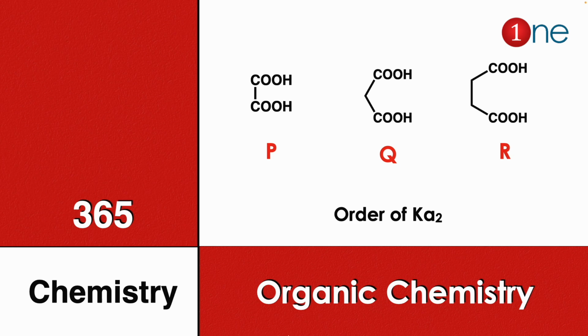Organic chemistry questions for you. Here you have three different dicarboxylic acids P, Q, R. P is the acid groups without any in between carbon. Q is with one carbon. R is with two carbons. You should find the order of Ka2.